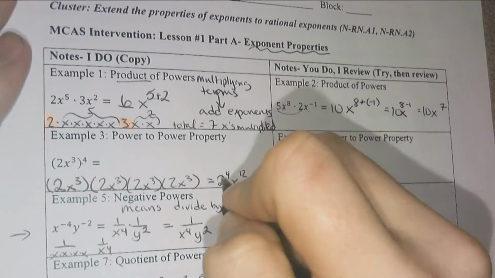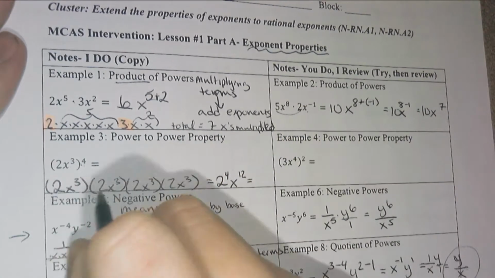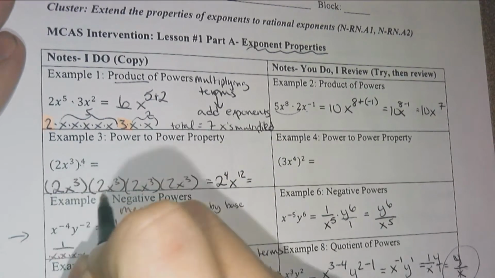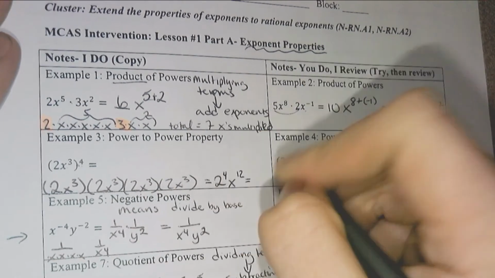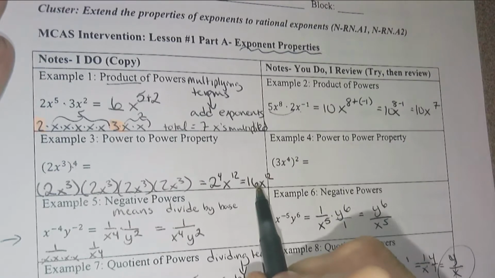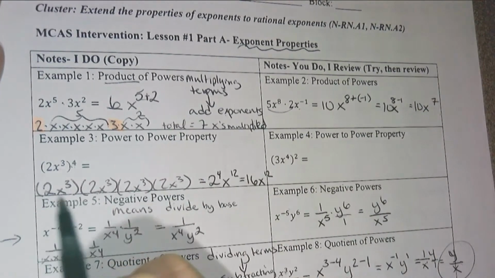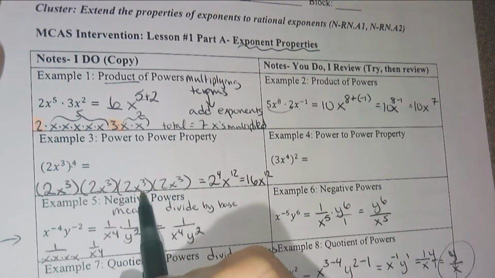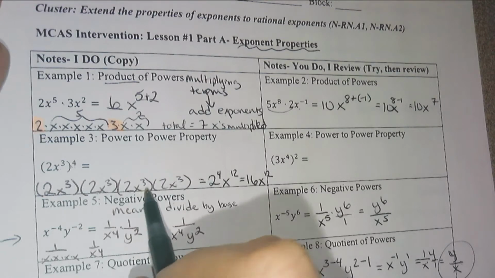And then I could simplify the 2 to the 4th. 2 times itself 4 times is 2 times 2 is 4, times 2 is 8, times 2 is 16. So it'd be 16 x to the 12th. So this works. It could get tedious, it could get long if we had to write out a bunch of them. So instead, we'd like to apply a rule.